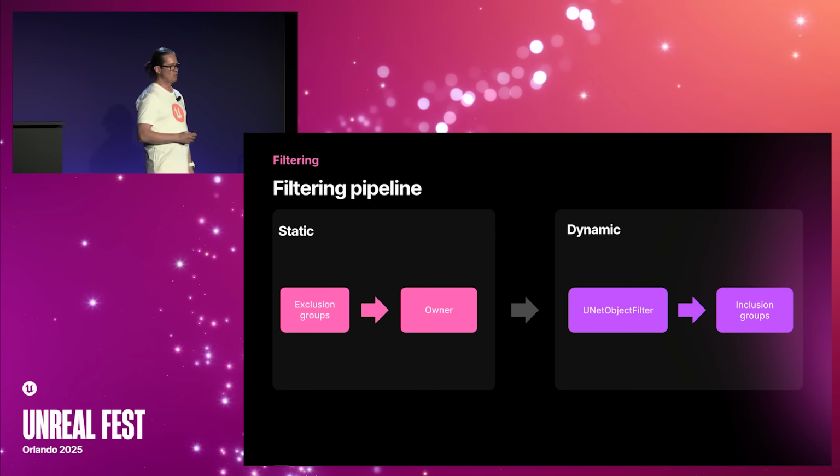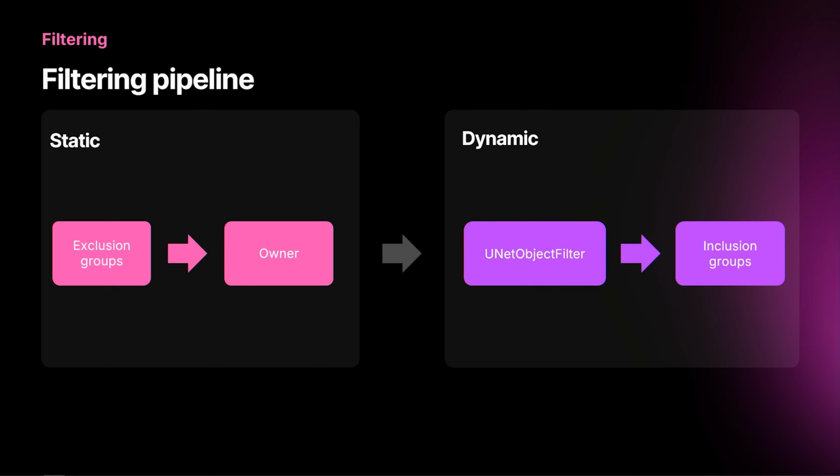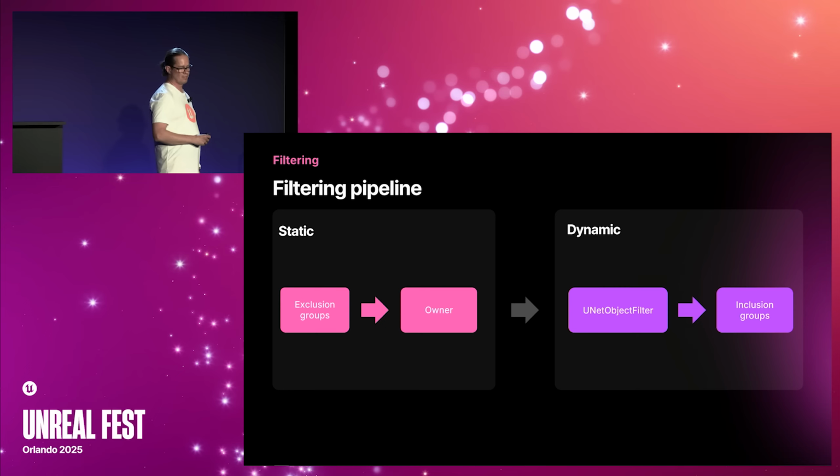So we have 2 different kinds of filtering. One is static, which cannot be overridden, and one is dynamic, implemented through net object filters, and that's typically where you come in. And if you filter out something in a net object filter, it can be overridden by inclusion groups. And this is useful, for example, for spectator logic and things like that, when you want something replicated to an extra connection.